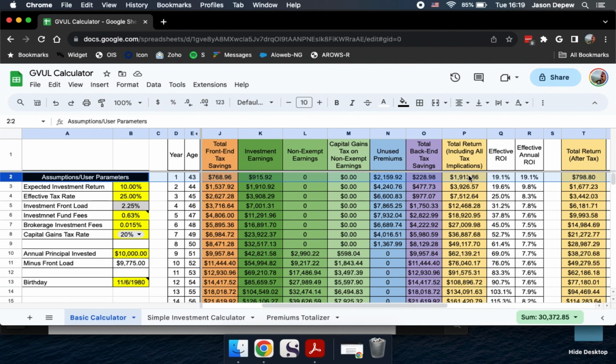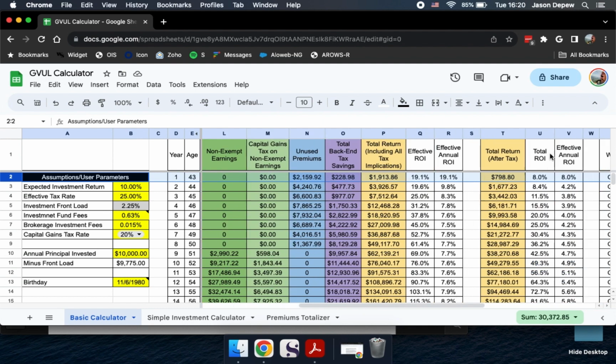Then I've got this column here. This is your total return on investment, including all the tax assumptions. So the front end savings on imputed income, the back end savings where Delta's premiums reduce or step up your cost basis and exempt more of your earnings from taxes. And then we get an effective return on investment, total over the course of the investment, and then an effective annual investment return by just dividing your total ROI by the number of years that your money's been in the plan.